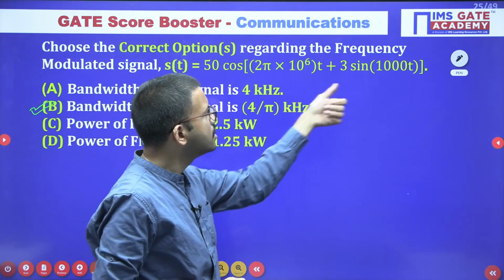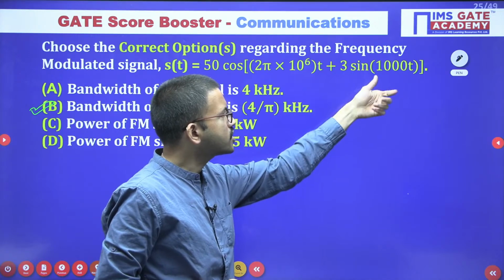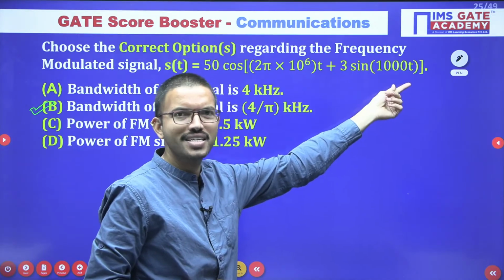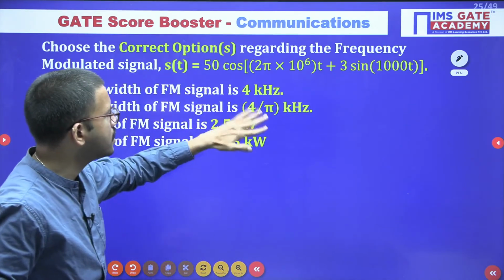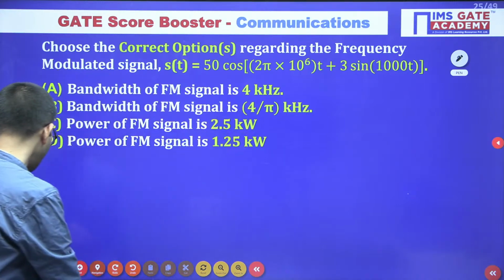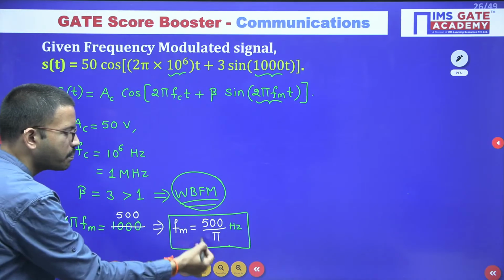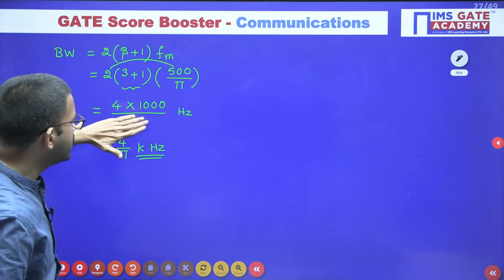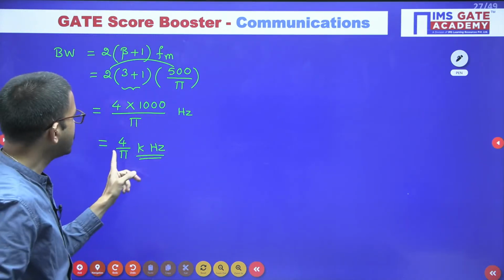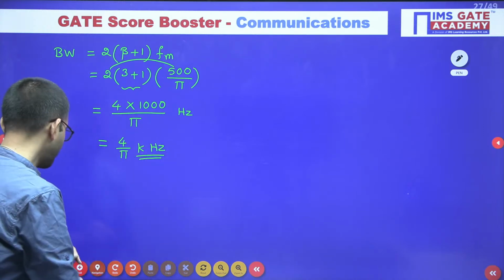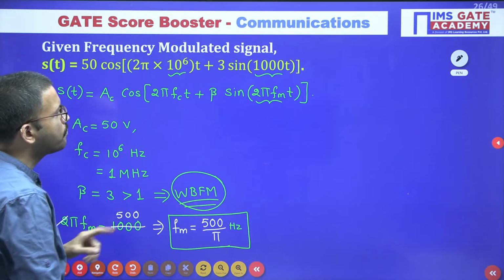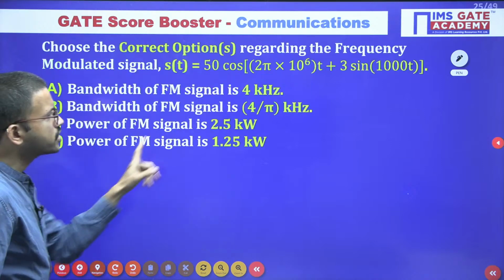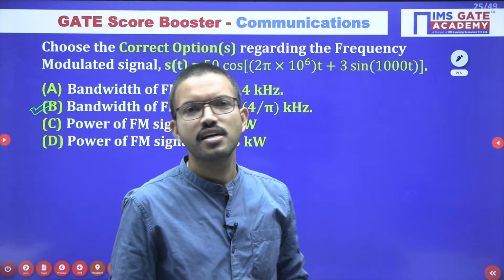Because as I mentioned earlier, in the given equation, if you are assuming pi is there, then while you are writing fm, you won't write pi, you will write simply 500. Because of that, in the denominator you won't get pi. So simply you will get 4 kHz. So if you are in hurry mode, then in this question you will choose option A.